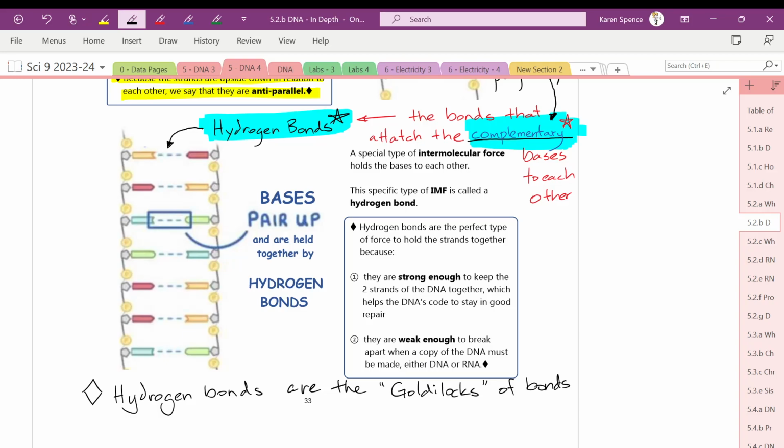Alrighty. So hydrogen bonds are like the Goldilocks of bonds. And in this case, they're not too strong. They're not too weak. They are just right. Okay? Not too strong. Not too weak. They are just the right strength.